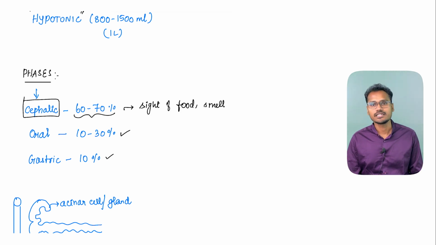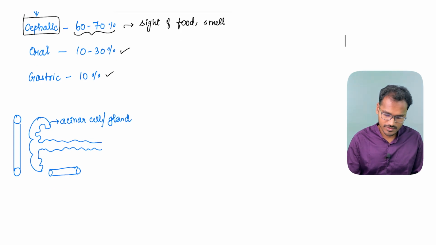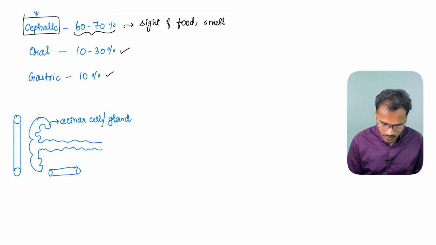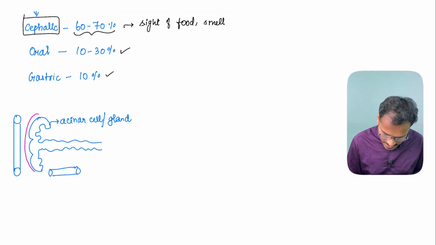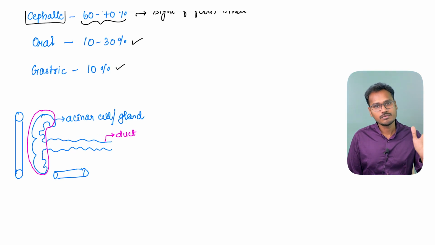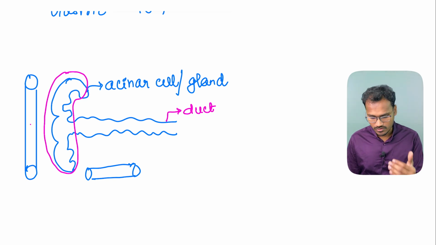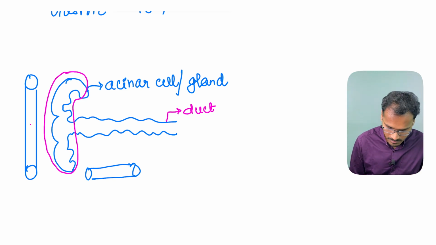That is a gastric secretion. Now how this secretion is happening is, all the glands whichever we are going to see, they will have two regions. One is the acinar region or the glandular region, and there will be a duct region. The primary secretion will be done by the acinar gland and the secondary modifications will be done in the duct. So let's see for this particular salivary secretion how it happens.